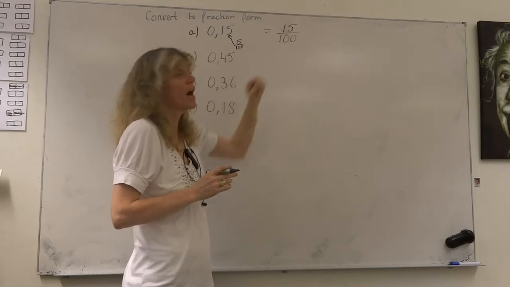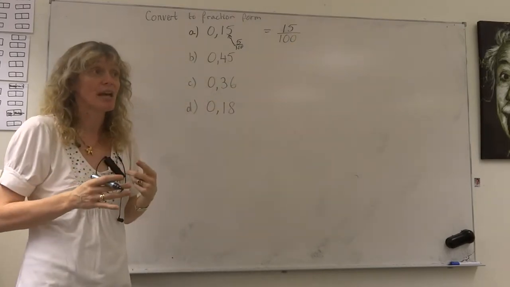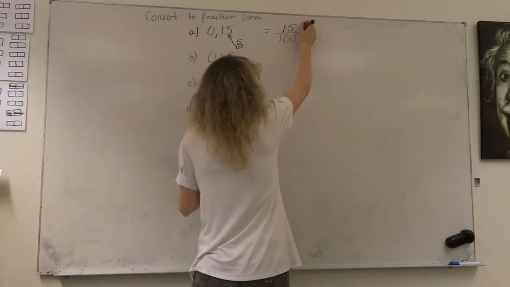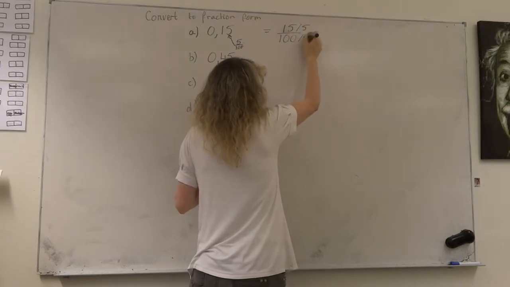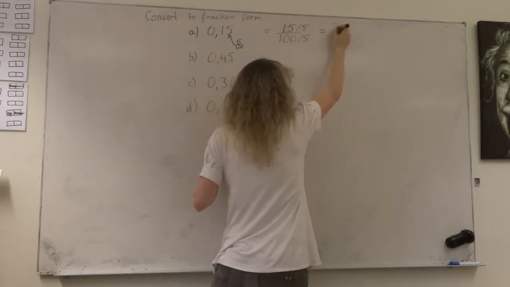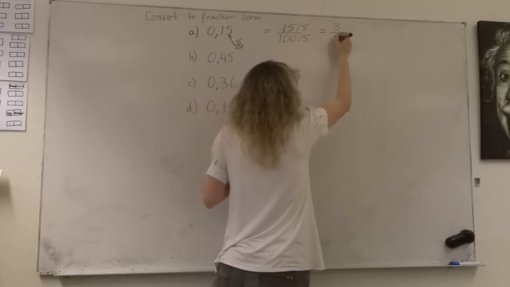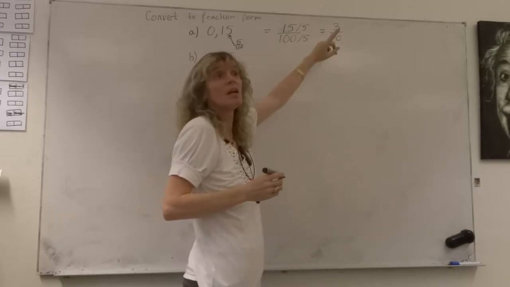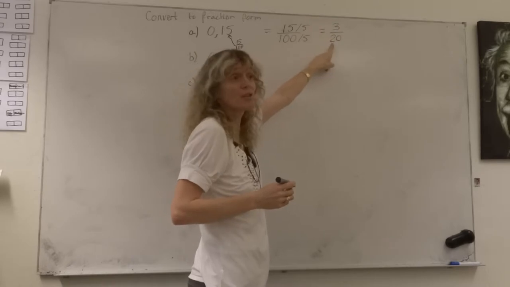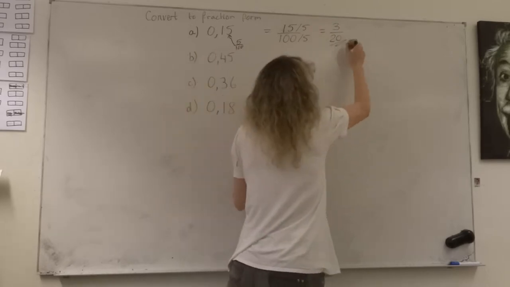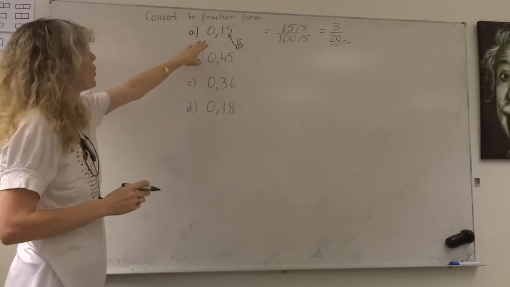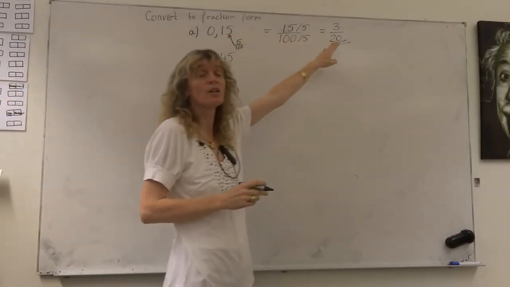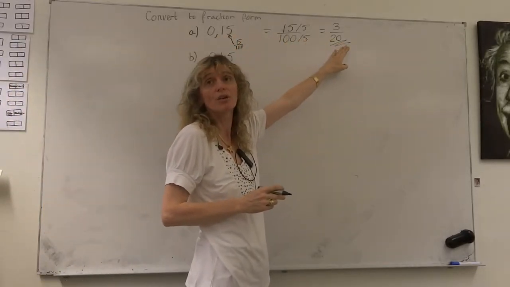Both 15 and 100 have 5s or 0s after them, so we know that they can be divided by 5. 15 divided by 5 is 3, 100 divided by 5 is 20. It's now of the form 3/20ths. 20 is not a factor of 3, so that's the most simple form. So as a fraction, 0.15 is equivalent to the most simple form of fraction, 3/20ths.